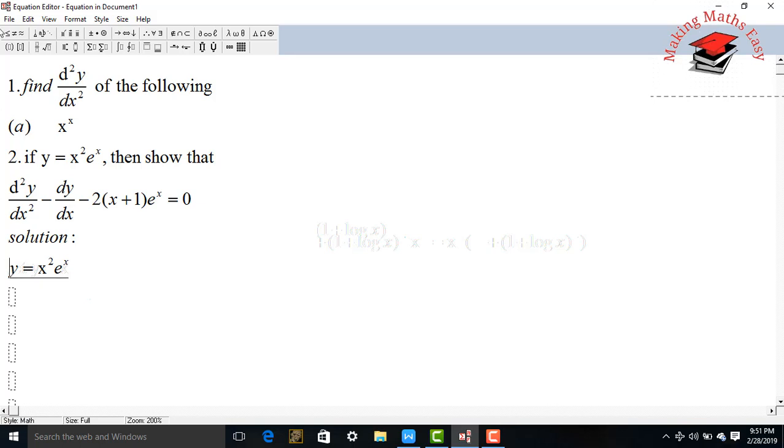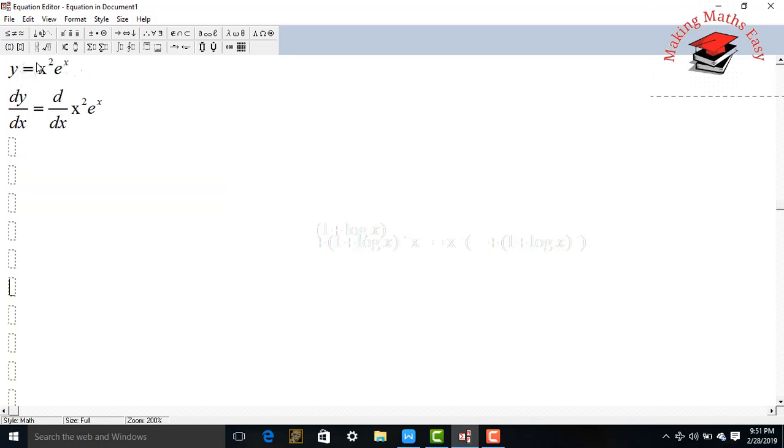So first of all we will find dy by dx, then we will find d square y upon dx square, and then we will simplify the corresponding function. So let's find dy by dx. The derivative of y with respect to x will be equal to d upon d of x of the corresponding function, x square into e raised to x. So we will use the uv rule of differentiation in order to differentiate it.